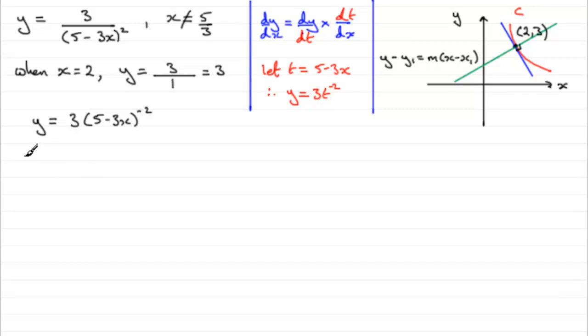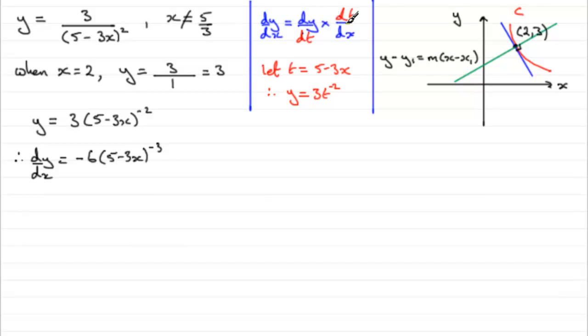Now then, when it comes to differentiating this, dy dx, we've got to do dy by dt first of all. So to differentiate y equals 3t to the minus 2 with respect to t, it's minus 6t to the minus 3. Minus 6 then, t being 5 minus 3x, to the power minus 3. So that part then is dy by dt.